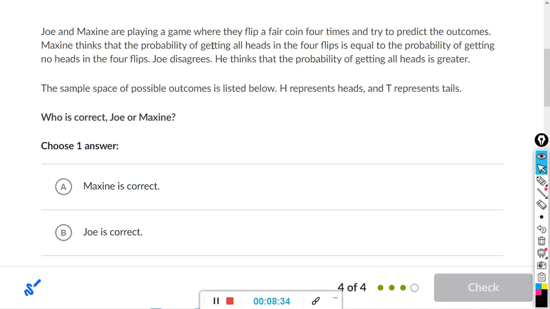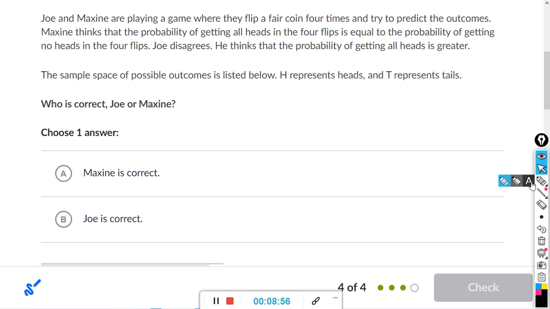All right, Joe and Maxine are playing a game. They flip a fair coin 4 times, try to predict the outcomes. Maxine thinks the probability of getting all heads is equal to the probability of getting no heads. Joe disagrees. He thinks the probability of getting all heads is greater.